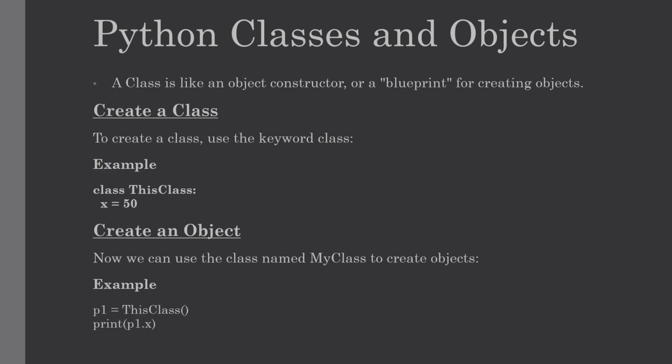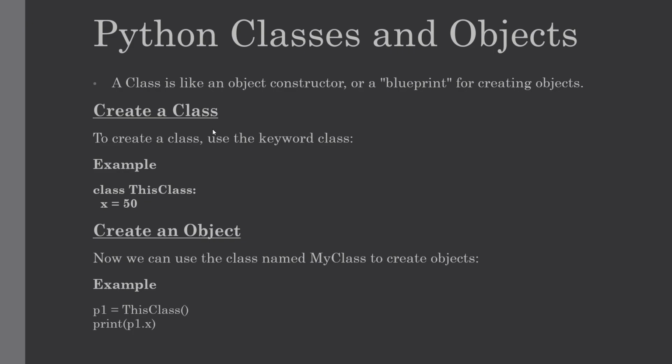So as you already know, Python is an OOP, which is an object oriented language. Almost everything in Python is an object with its properties and methods. A class is nothing but an object constructor or a blueprint for creating objects.